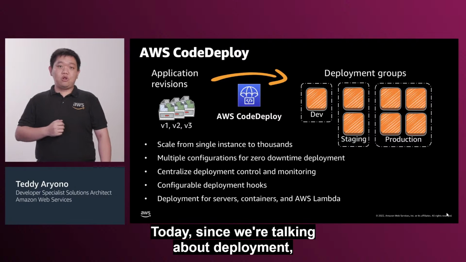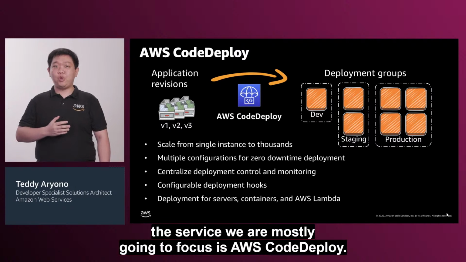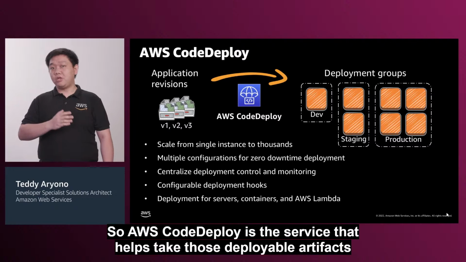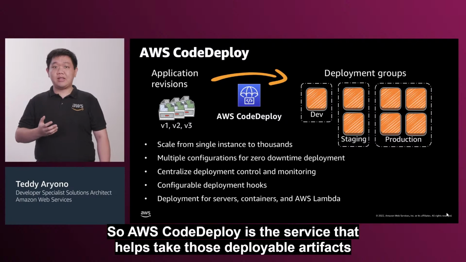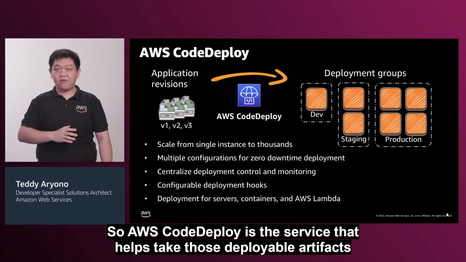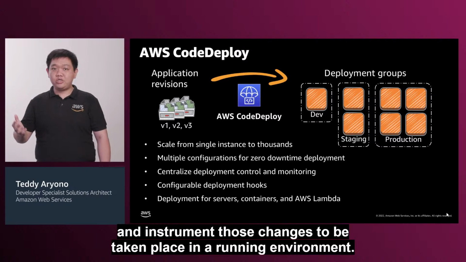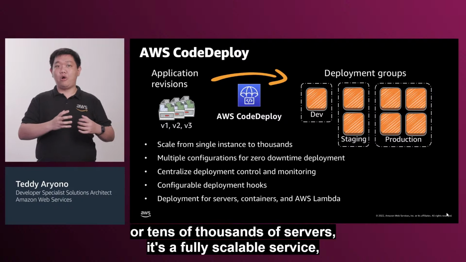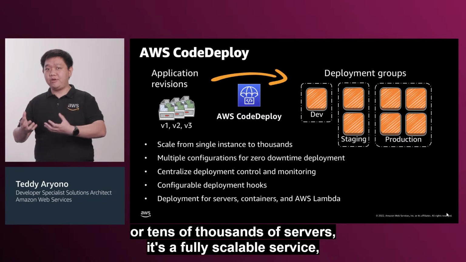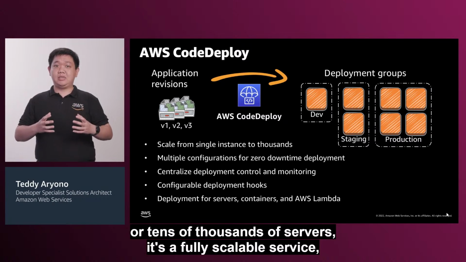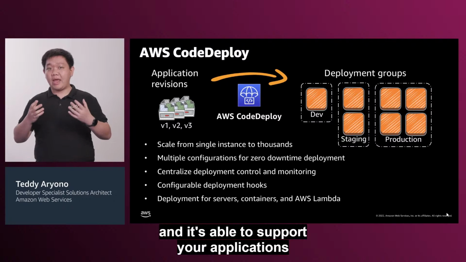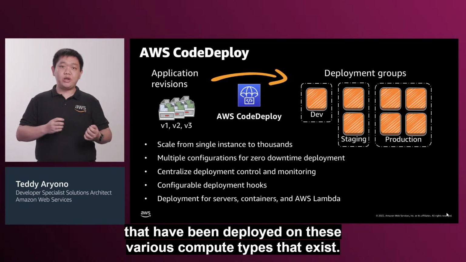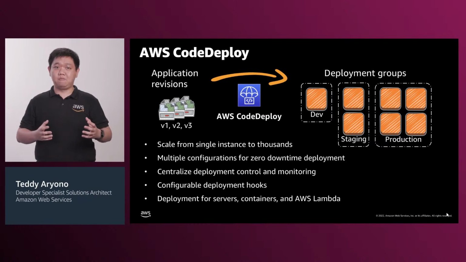Today, since we're talking about deployment, the service we are mostly going to focus on is AWS CodeDeploy. AWS CodeDeploy is the service that helps take those deployable artifacts and instrument those changes to take place in a running environment. Whether your application is running on a single server or tens of thousands of servers, it's a fully scalable service and it's able to support your applications that have been deployed on these various compute types that exist.